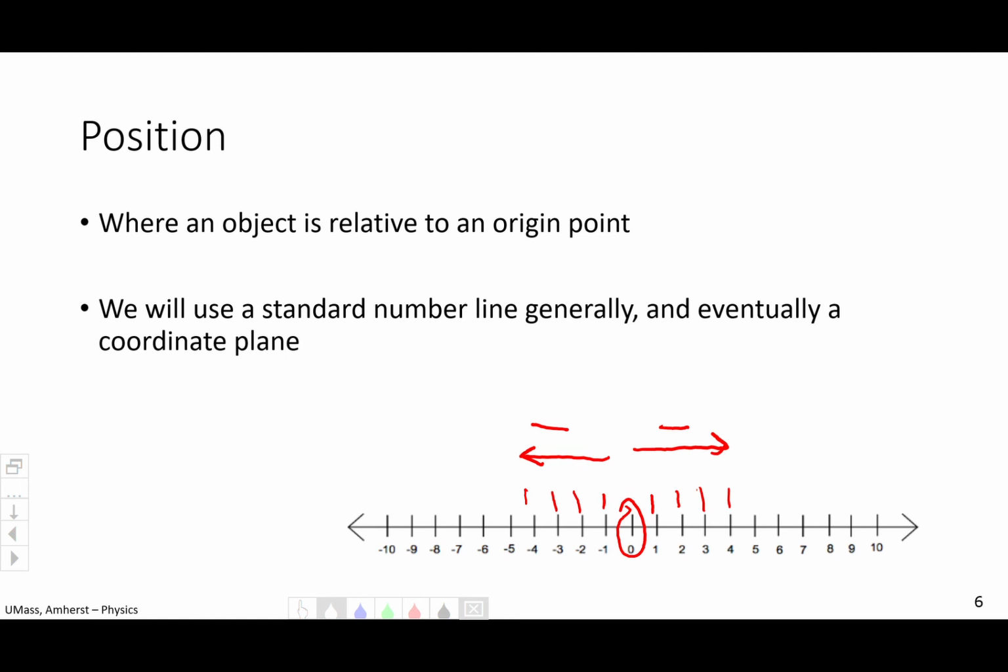You could, if you wanted to, put positive here and negative here, but we generally don't do that. All right, we're not going to do anything crazy. We're going to work with the standard positive and negative.